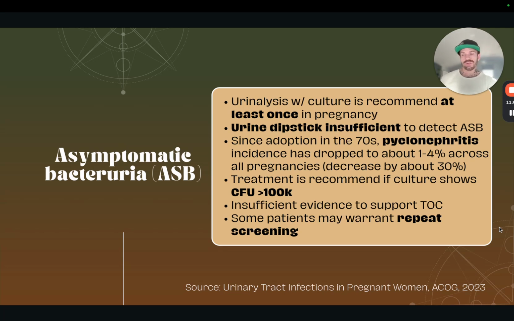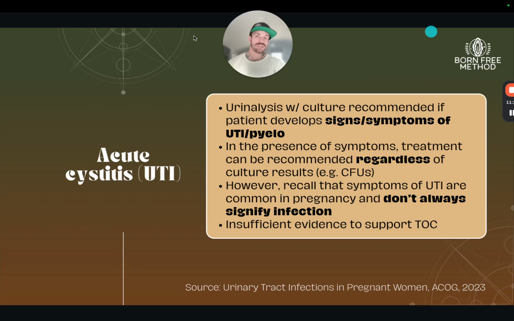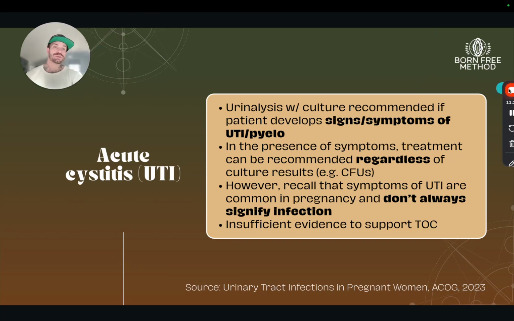Acute UTI. So this is a person who comes in with signs or symptoms of UTI or pyelonephritis, and you get the urinalysis with culture. Now, in the presence of symptoms, it's very reasonable to treat regardless of the culture results, meaning let's say there's only 50,000 CFUs versus 100,000. Because they're symptomatic, we have a lower threshold for treatment in these clients.